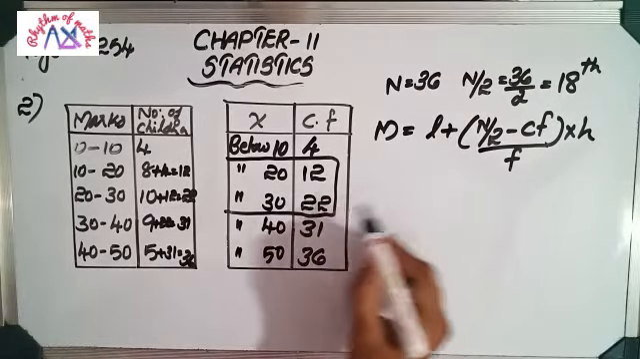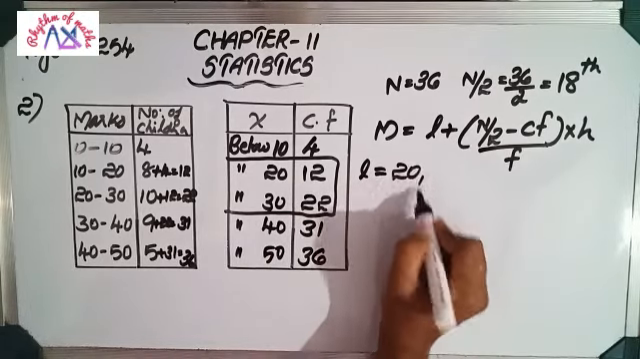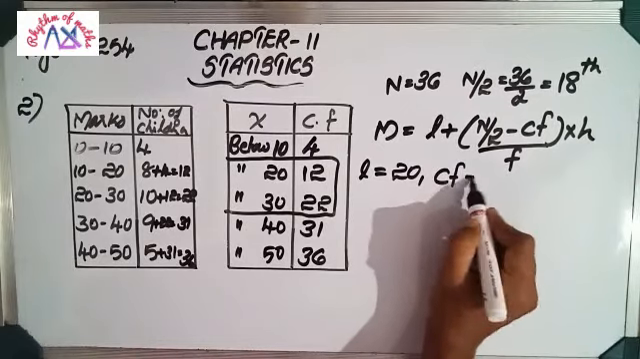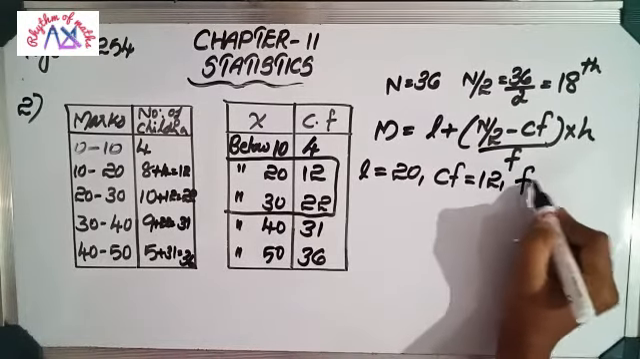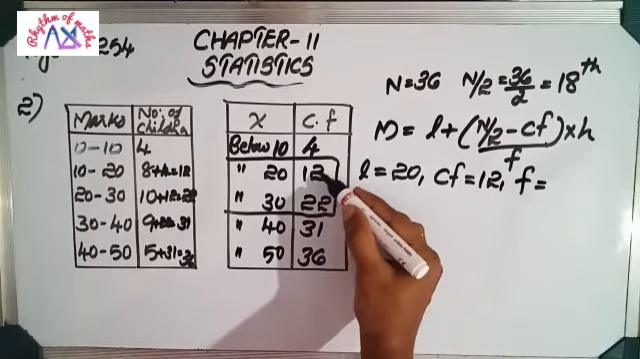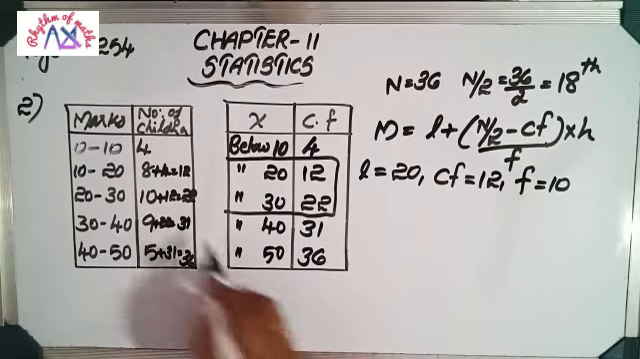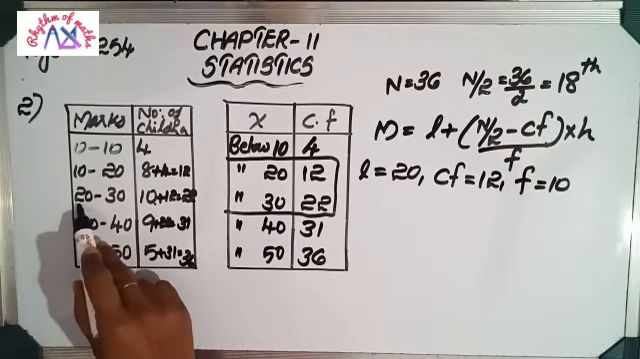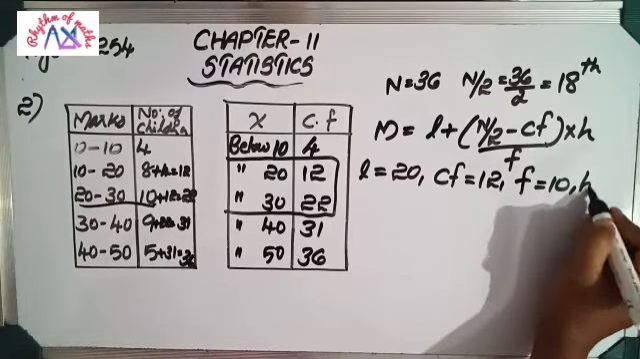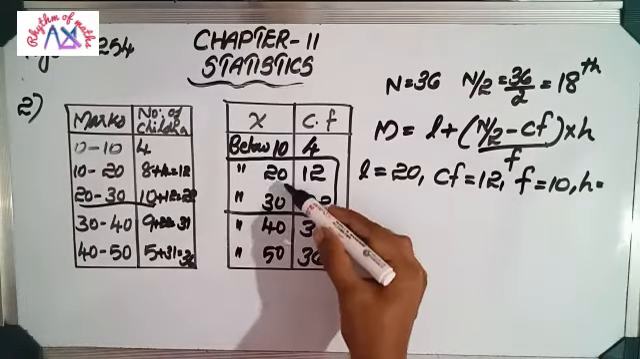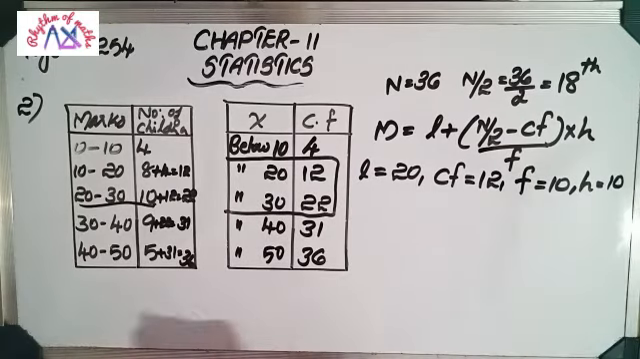So from here, L value will be what? L equal to 20, the lower limit. Then CF equal to what? The corresponding CF is 12. Then frequency equal to 22 minus 12. 22 minus 12 is 10, that is the frequency. When you check here, you can see that the 20 to 30 class interval frequency is 10. Then H equal to the width of the class, that is 30 minus 20, that is also 10.